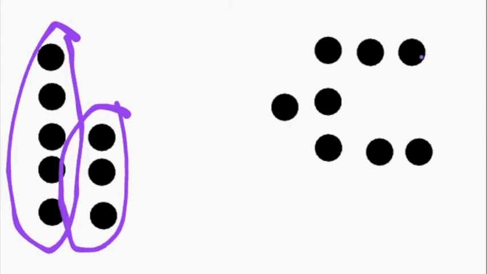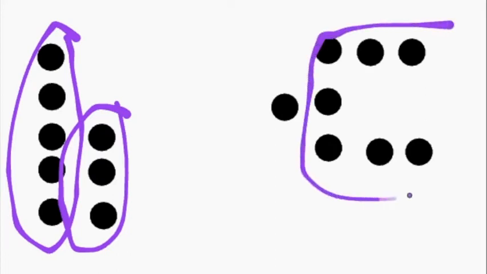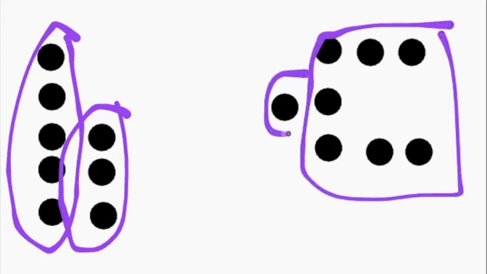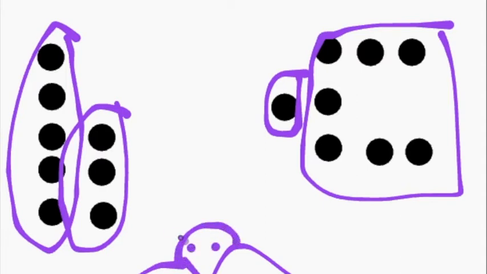What about over here? We have 1, 2, 3, 4, 5, 6, 7, 8. And that's a group of 7 and 1. 7 and 1 make 8. What about over here? We have 1, 2, 3, 4, 5, 6, 7, 8. That's a group of 4 and a group of 4, and 4 and 4 make 8. This one's my favorite because it looks like a ladybug.